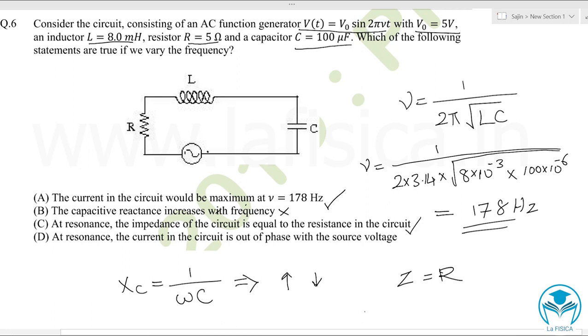Let us check the last statement. At resonance, the current in the circuit is out of phase with the source voltage. At resonance, XL minus XC will be 0, that is VL minus VC will be 0, that is V will be VR. We already know the phasor diagram of resistance, that is I and V will be in phase, but in the statement they said current and voltage will be out of phase. That is, option D is wrong. In this question we got two correct options, that is A and C.